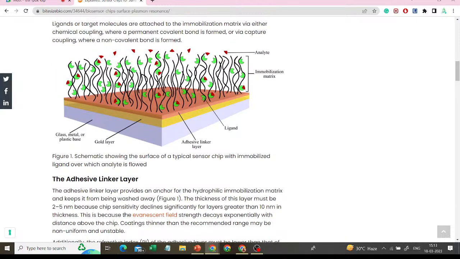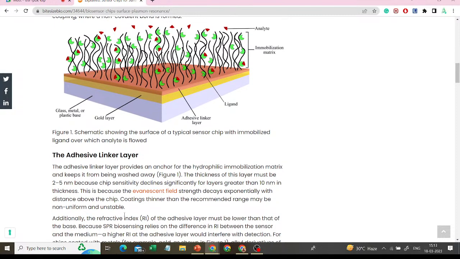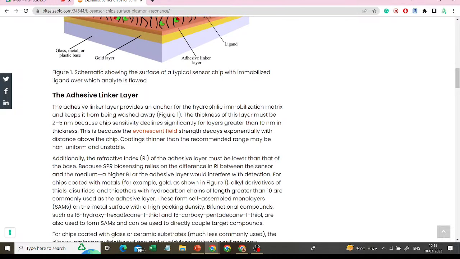The adhesive linker layer provides an anchor for the hydrophilic immobilization matrix and keeps it from being washed away. The thickness of this layer must be around 2 to 5 nanometers, because the chip sensitivity declines significantly for layers greater than 10 nanometers in thickness. This is because the evanescent field strength decays exponentially with the distance above the chip.